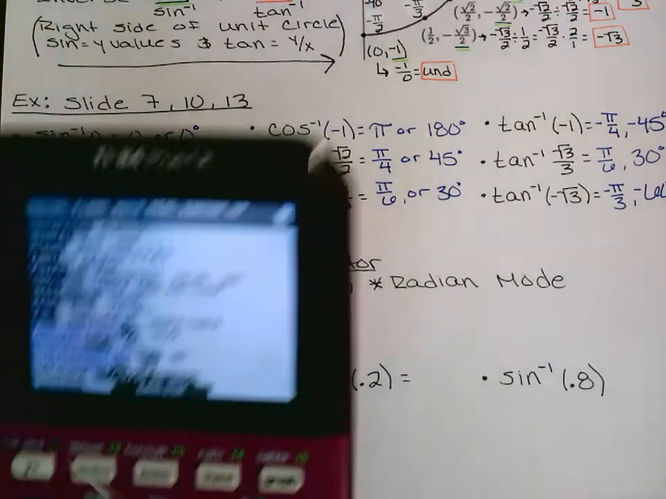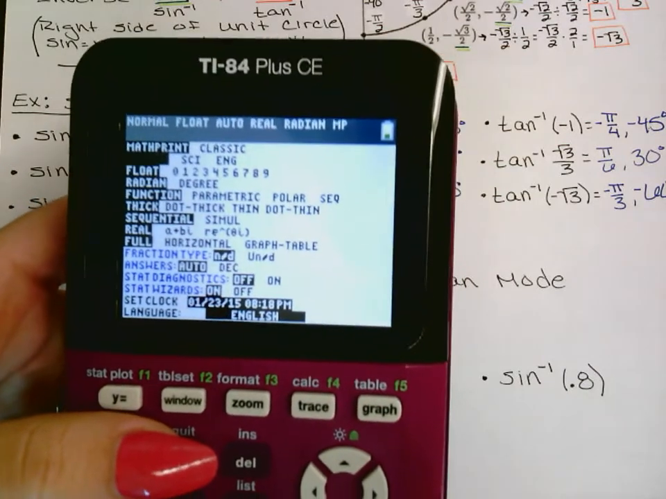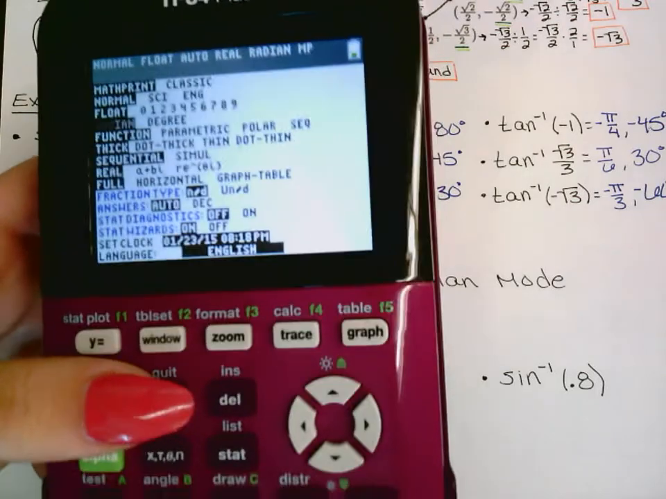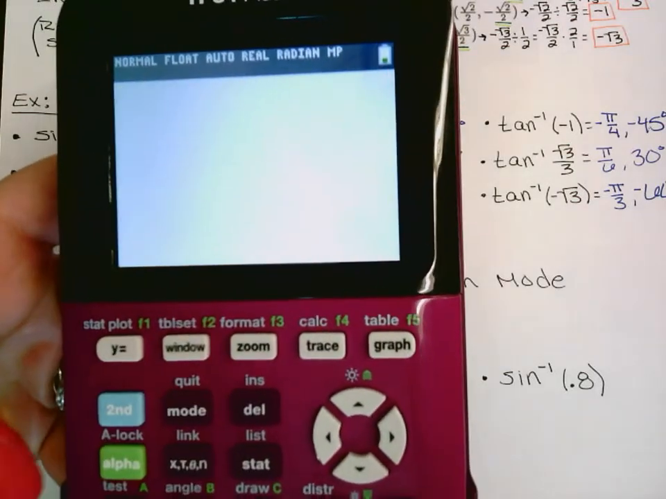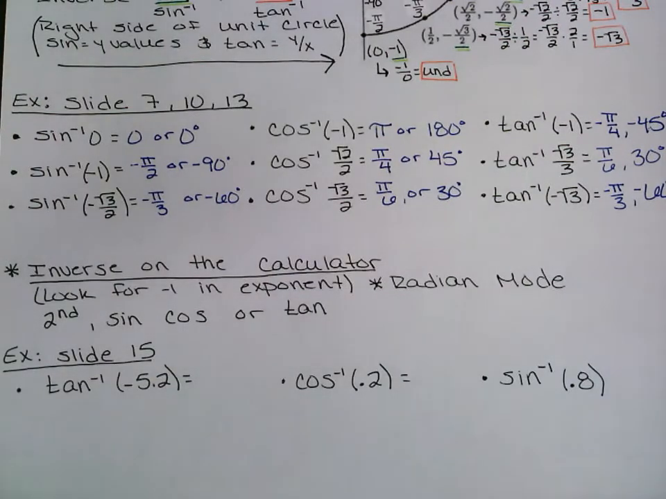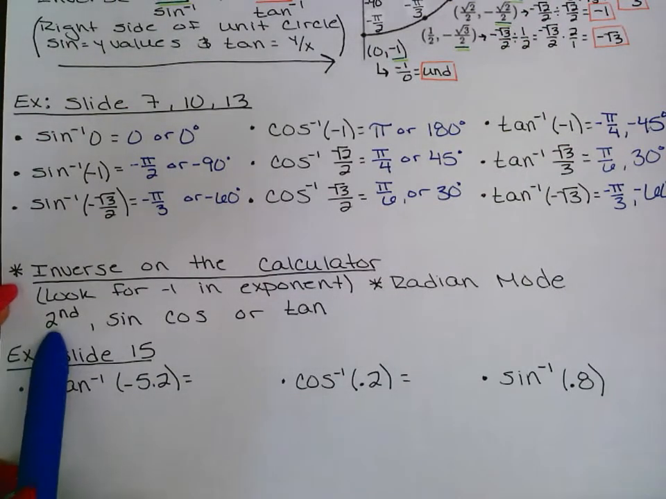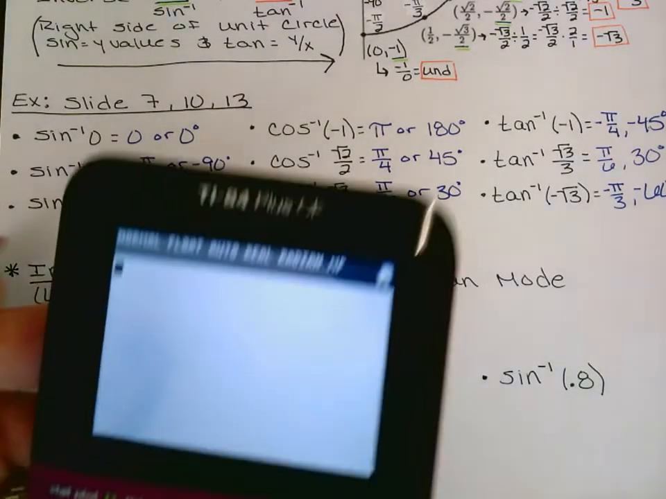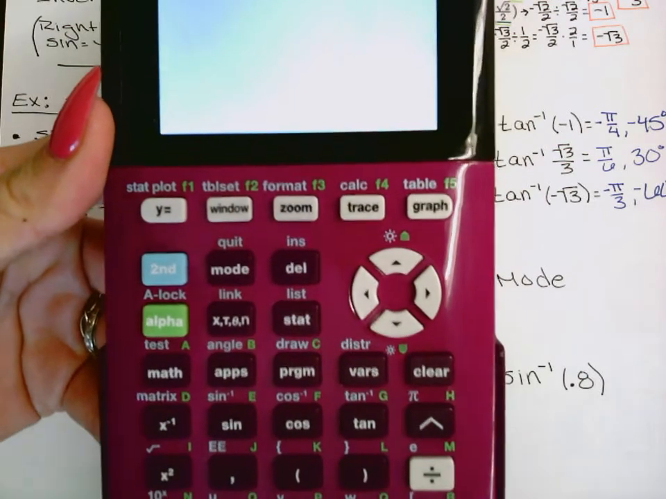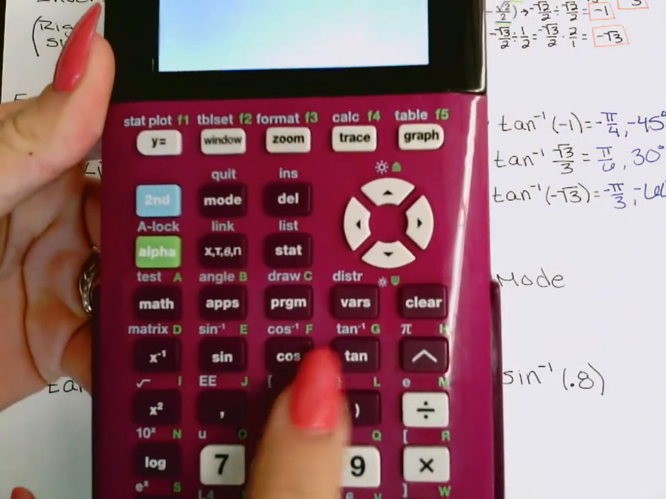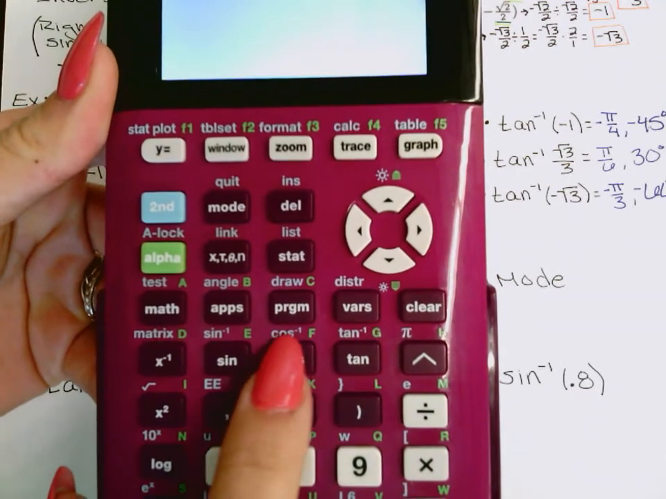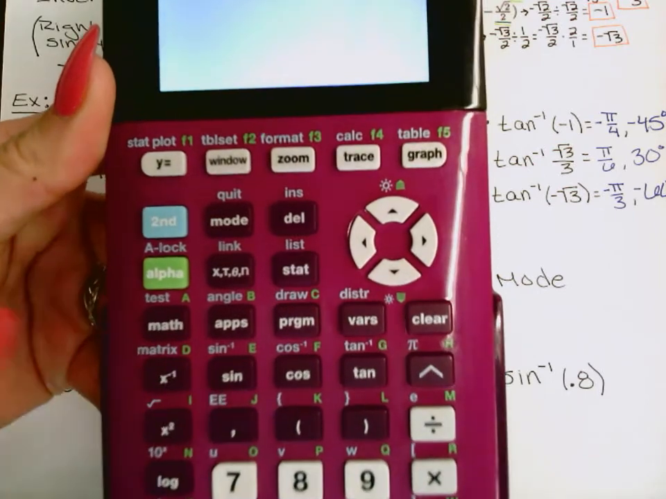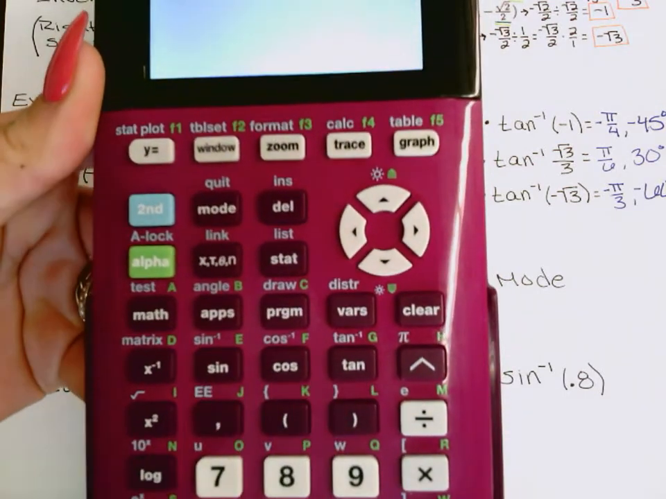Got a little glare there. When you click mode, we come to this screen and you can see that on the 4th row, I am currently on radians, and then second mode to go back to your home screen. The inverse buttons are found by pressing second and then sine, cosine, and tangent. Above them, do you see the same sine, cosine, and tangent, but with a little negative 1 in the exponent? All you have to do is press second and then any of those buttons.